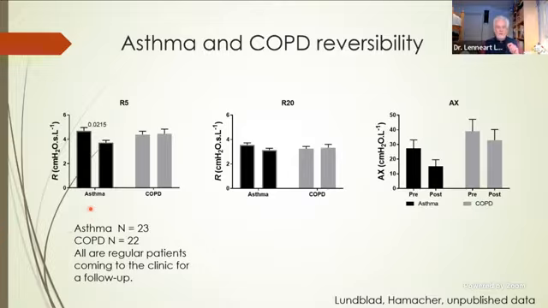He also has the routine of doing bronchodilator testing. And you can see the asthmatics, they dilated here. Resistance went down for R5, not so much for R20. AX also decreased. Look at the COPDers. Nothing happens. Almost nothing happens. So this sort of gives fuel to my hypothesis that one can use reversibility testing as one tool in order to separate these out.